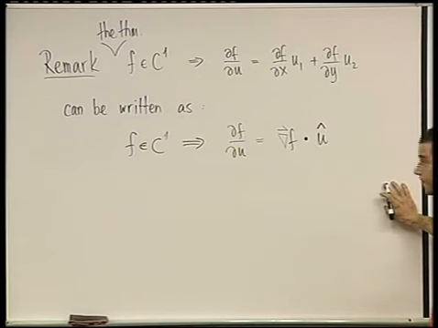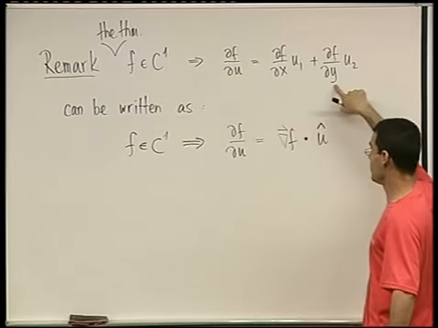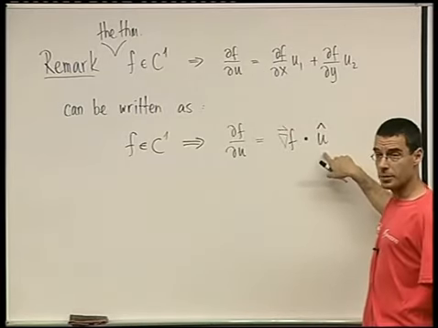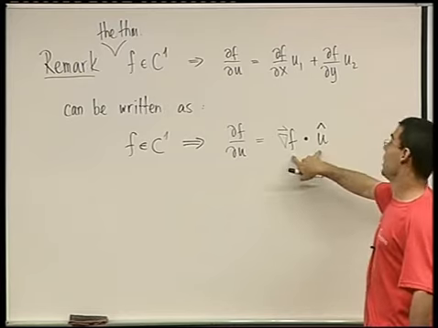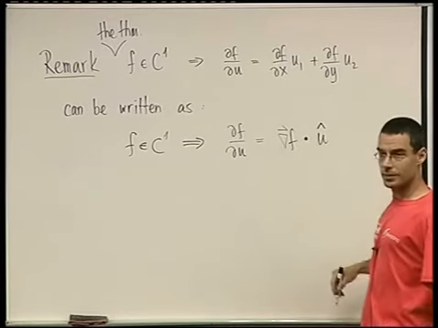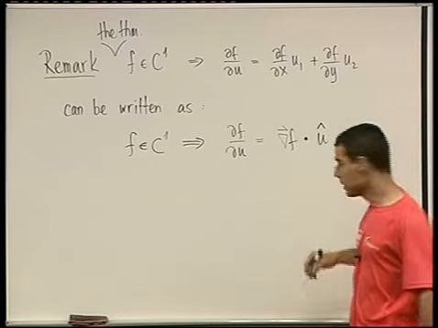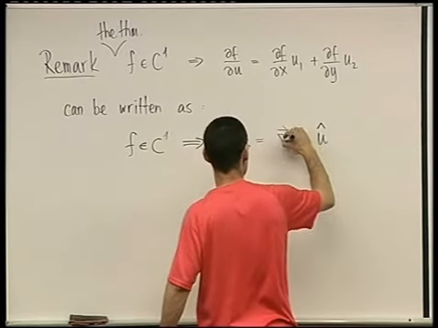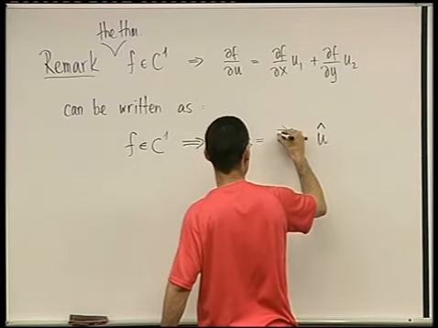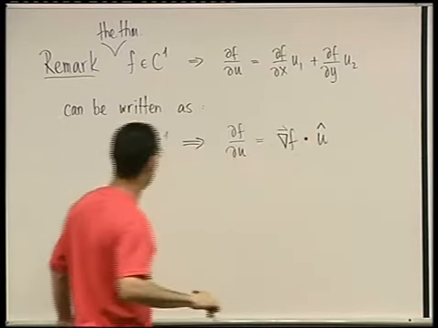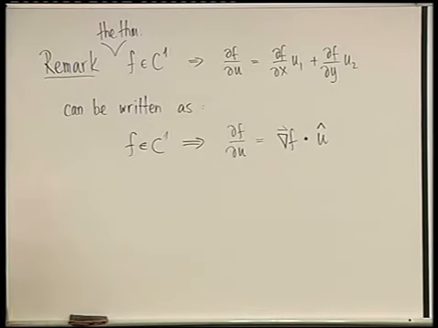Good? The gradient is df/dx and df/dy. u is u1 comma u2. Their dot product is precisely this. Good, everybody? Okay. So that's this theorem. Just getting used to the notation.